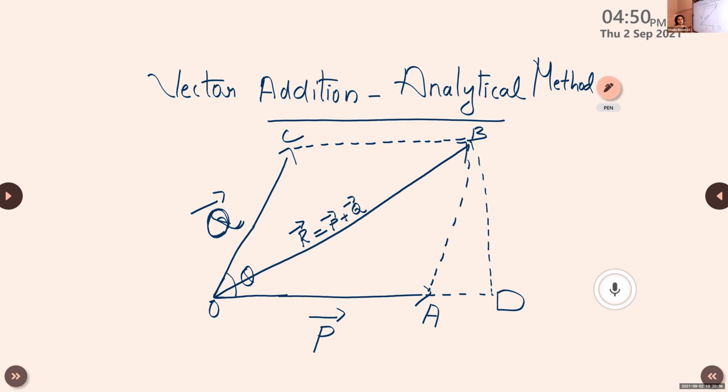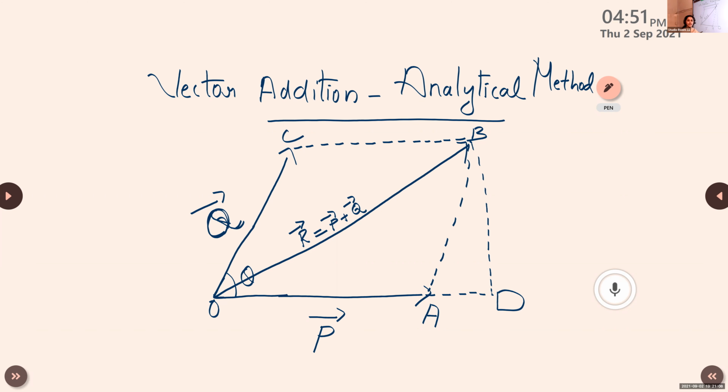The initial part of the analytical method is exactly the same as in the parallelogram law of vector addition. Using the parallelogram law, we find that the resultant vector is the diagonal of the parallelogram, starting from the same point. But to find the magnitude and direction of that resultant vector, we need to apply the analytical method.